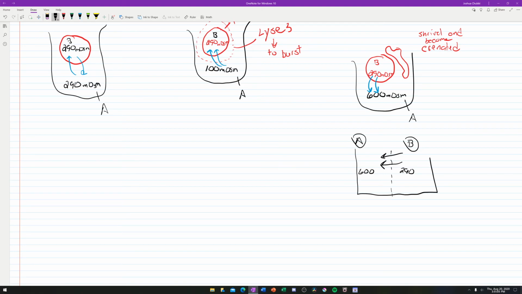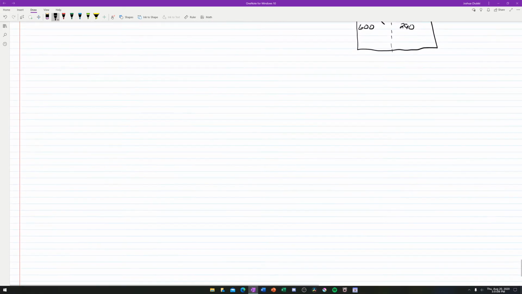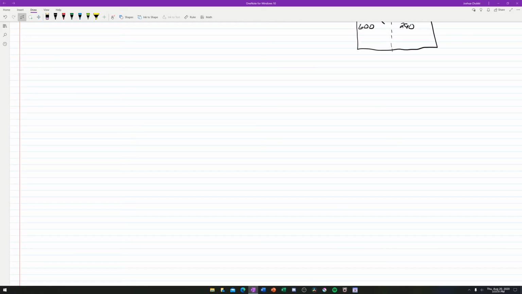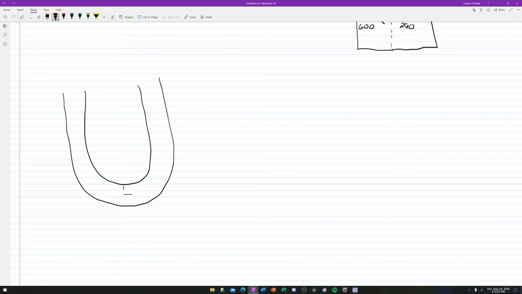Okay, so that's osmosis. The last thing I want to talk to you about with osmosis is, can you stop osmosis? Can osmosis be prevented? How I'm going to demonstrate this is I'm going to draw a tube like this instead of a container, but we're still going to have that membrane. Here's our membrane.